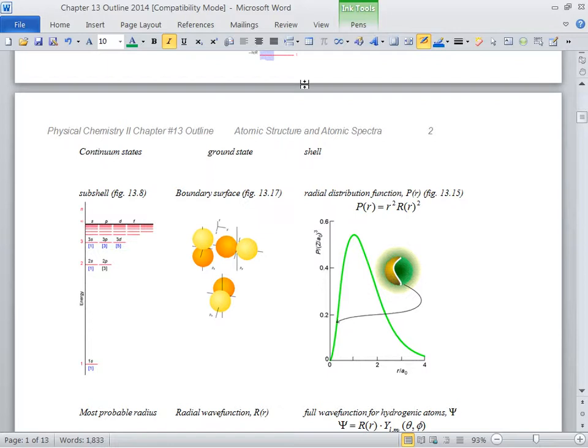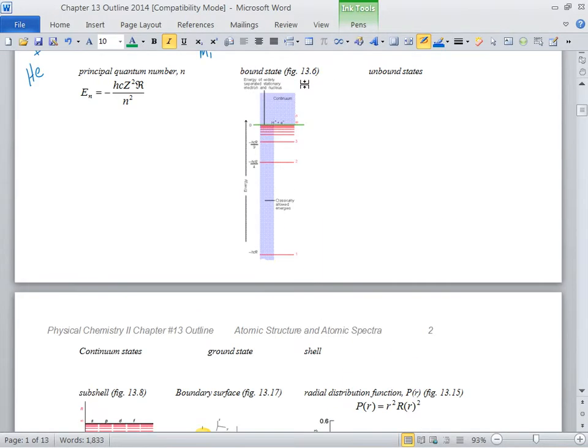This isn't what it looks like. This is just saying 90% of the time it'll be there. Experimentally, you'll find it there. Okay.